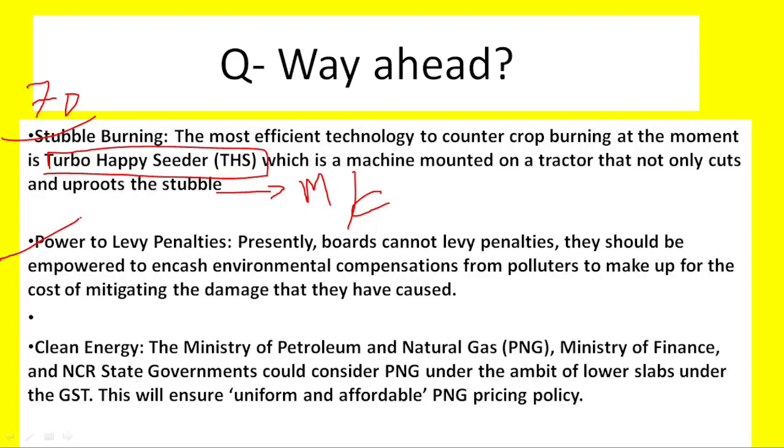Okay. Second is the power to levy penalties. They should be given more powers. They should be made an effective body instead of just a toothless tiger.